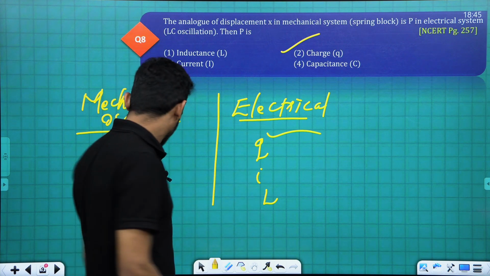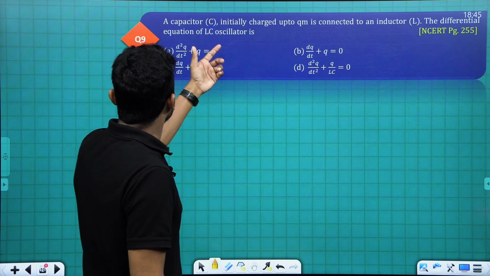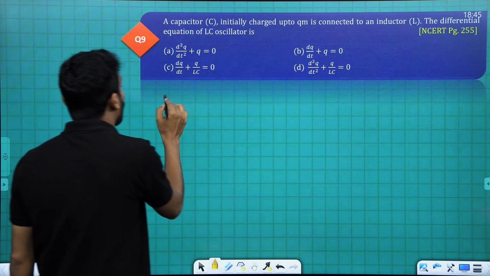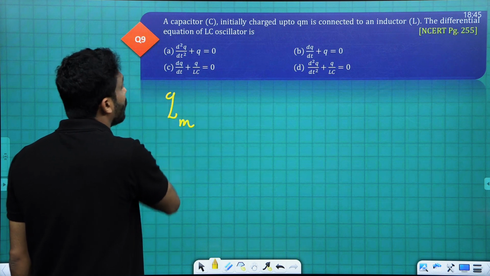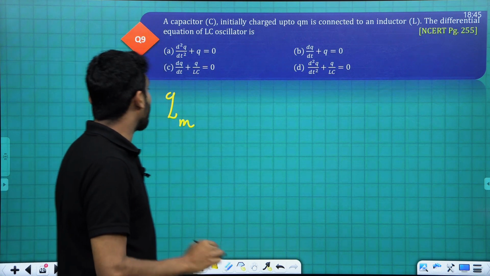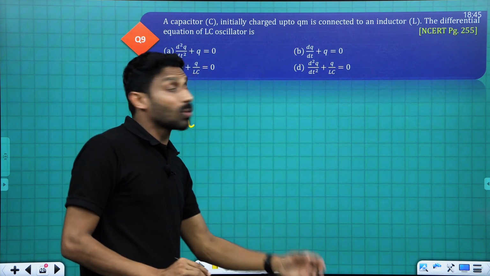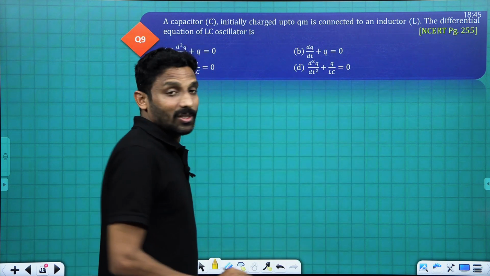Clear? Okay, the next one. A capacitor, say, initially charged up to Qm. The maximum charge put on the capacitor is Qm. And this capacitor is connected to an inductor. So what about this?